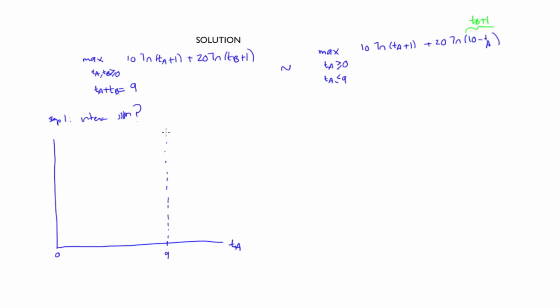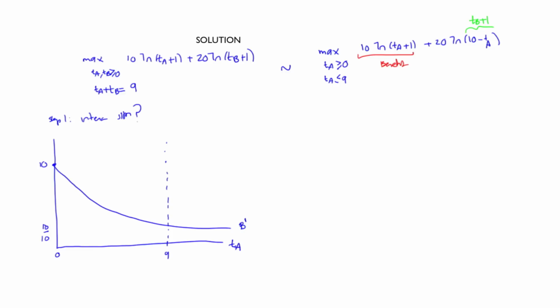We also know that when TA is 0, the marginal value, remember in our interpretation this is the benefit, is going to be 10, and when TA is 9, its value is going to be given by 10 divided by 10. So we have a marginal value function that goes like this. This is the benefit of TA prime.